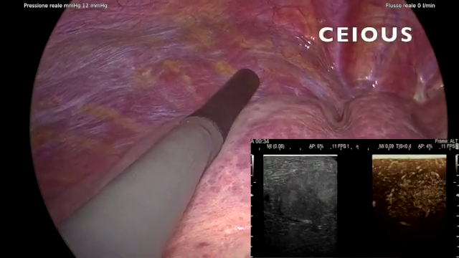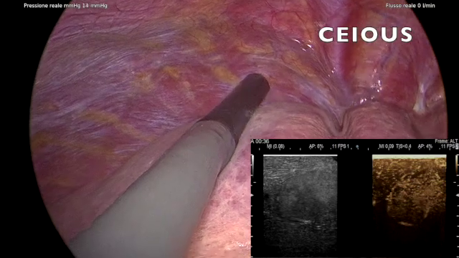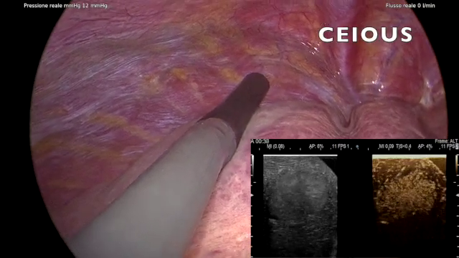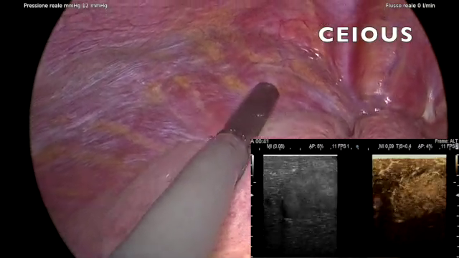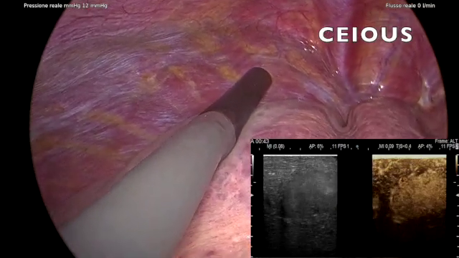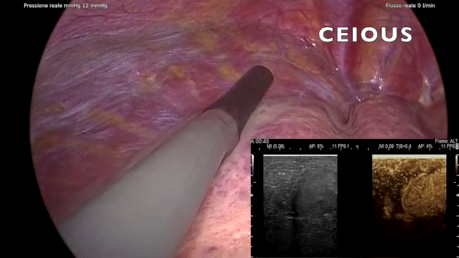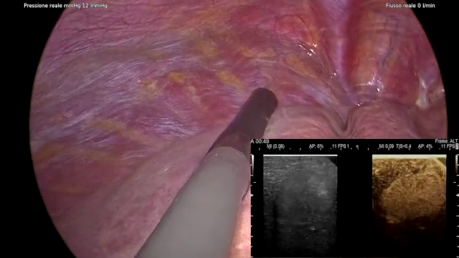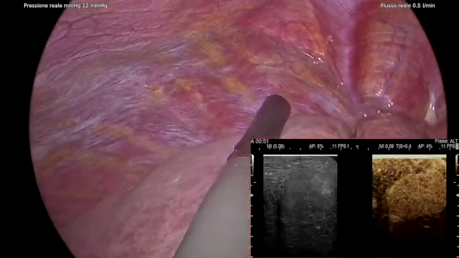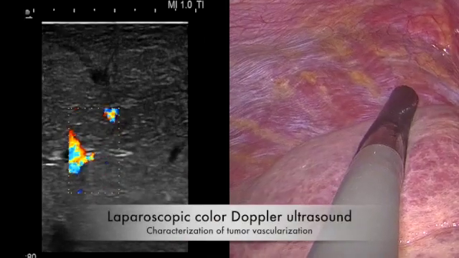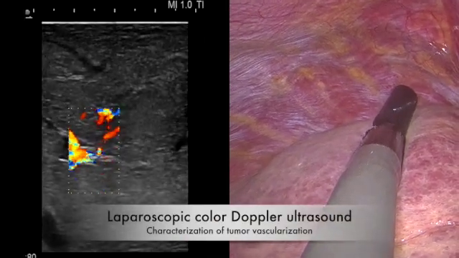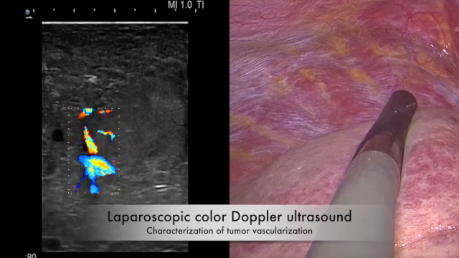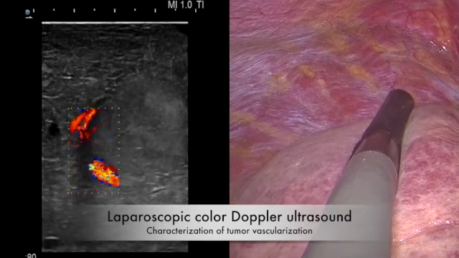The application of intravenous ultrasound contrast agents during laparoscopic ultrasonography of the liver has been shown to improve nodular characterization in comparison with unenhanced ultrasound. Then, we use the laparoscopic ultrasound to identify the type of vascularization of the lesion or the presence of perilesional vessels.